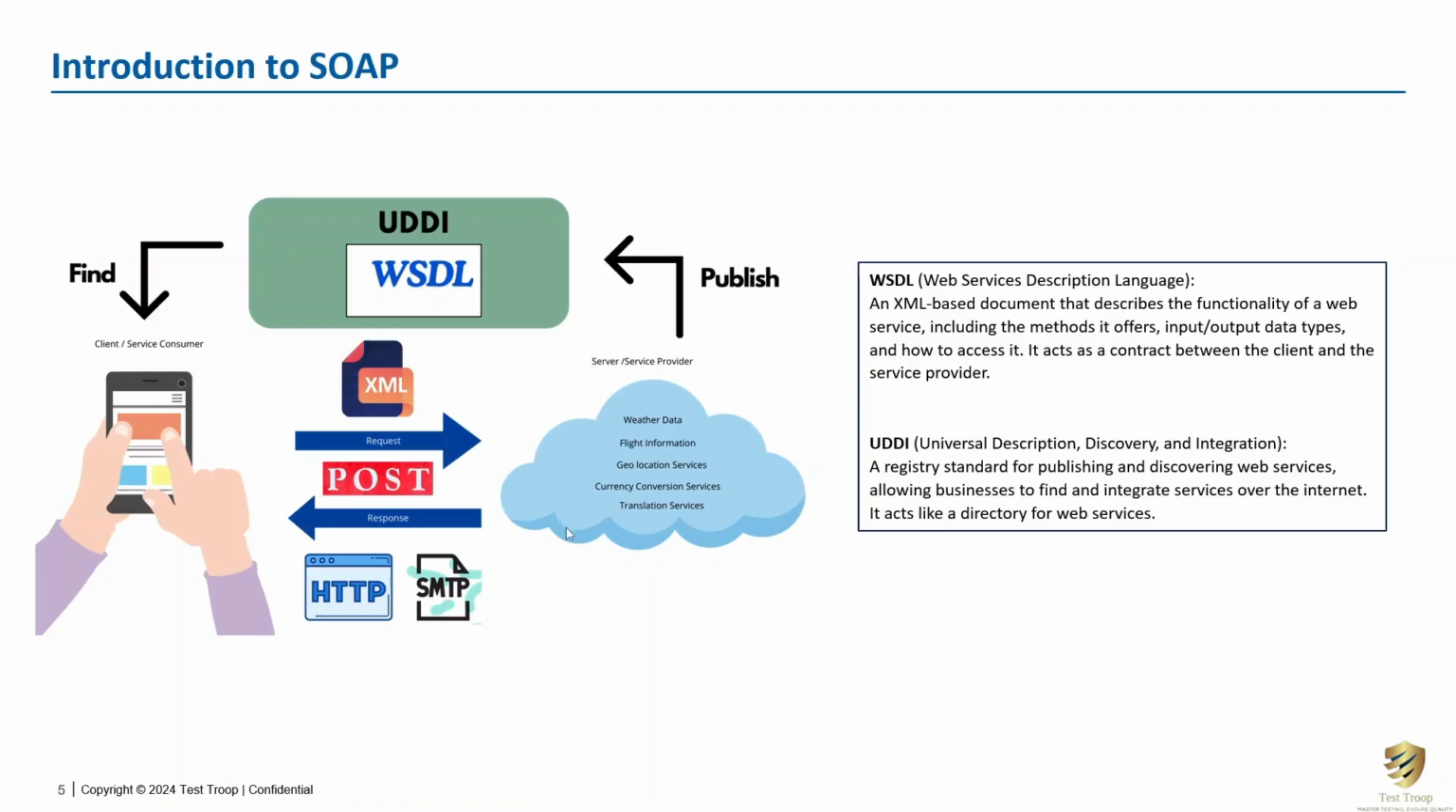Basically, the service provider publishes the WSDL in the registry, allowing businesses or developers to find it and integrate these services over the internet. It generally acts like a directory for web services. So any user who wants to make use of the services offered by the service provider can look into this registry and get the details of what services they can use.